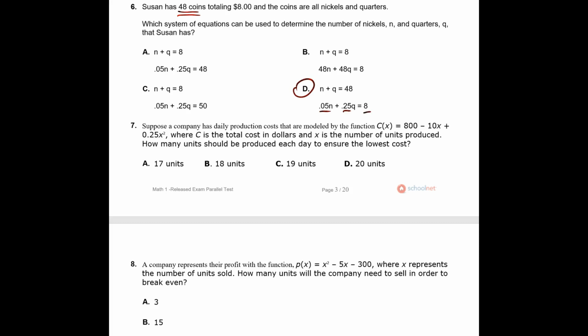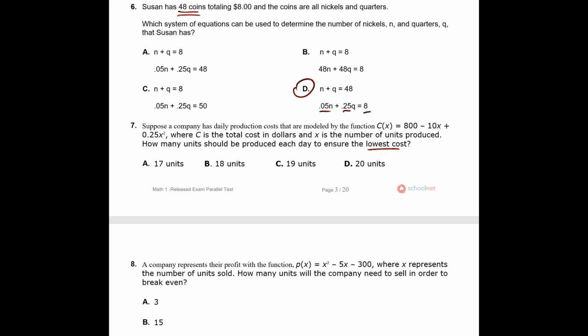There we go. Number 7, suppose a company has a daily production cost that is modeled by this equation right here, where C is the total cost in dollars and X is the number of units produced. How many units should be produced each day to ensure the lowest cost?